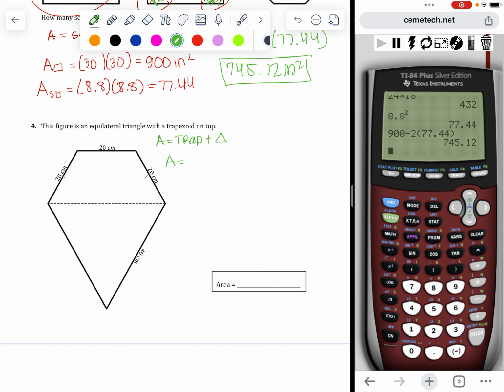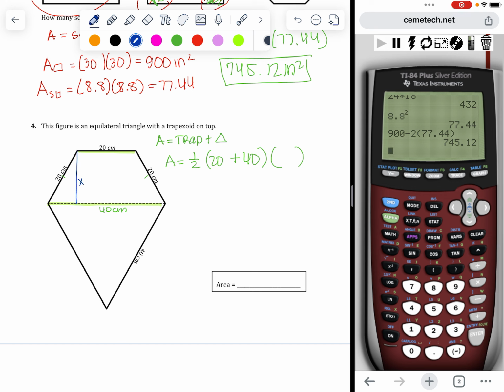Area equals 1/2 base 1 plus base 2 times the height. All right, so my bases are my parallel pieces. This one's 20. And this, at first I might say, oh, I don't know it, but you do. That's an equilateral triangle, so this is 40 centimeters. So my two bases are 20 and 40. And then I need the height, which is not drawn in. So I can figure out what this height is.